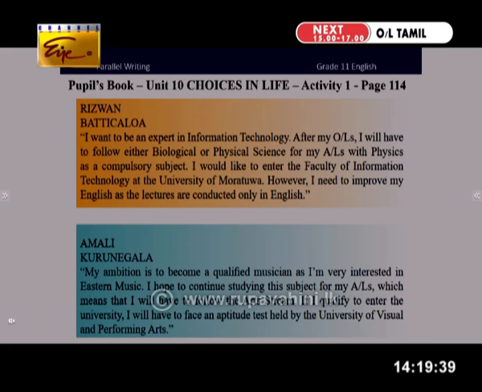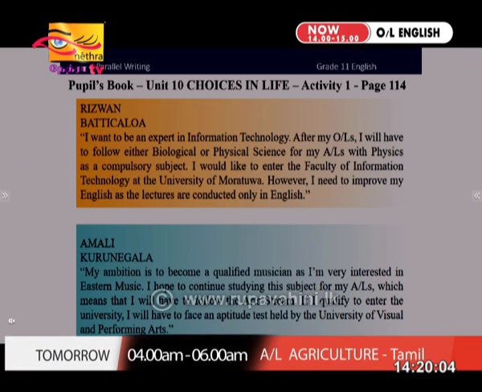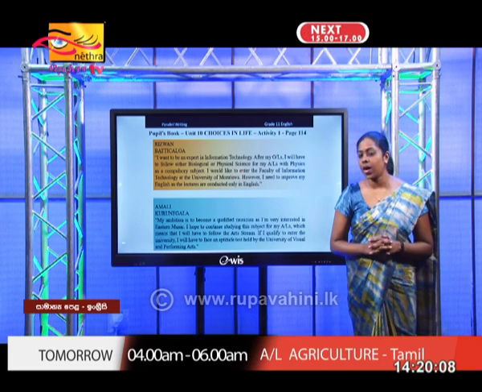Let's listen to Amali. Amali is from Kurunegala, and she says, my ambition is to become a qualified musician as I am very interested in Eastern music. I hope to continue studying this subject for my A-levels, which means I will have to follow the art stream. If I qualify to enter the university, I will have to face an aptitude test held by the University of Visual and Performing Arts.